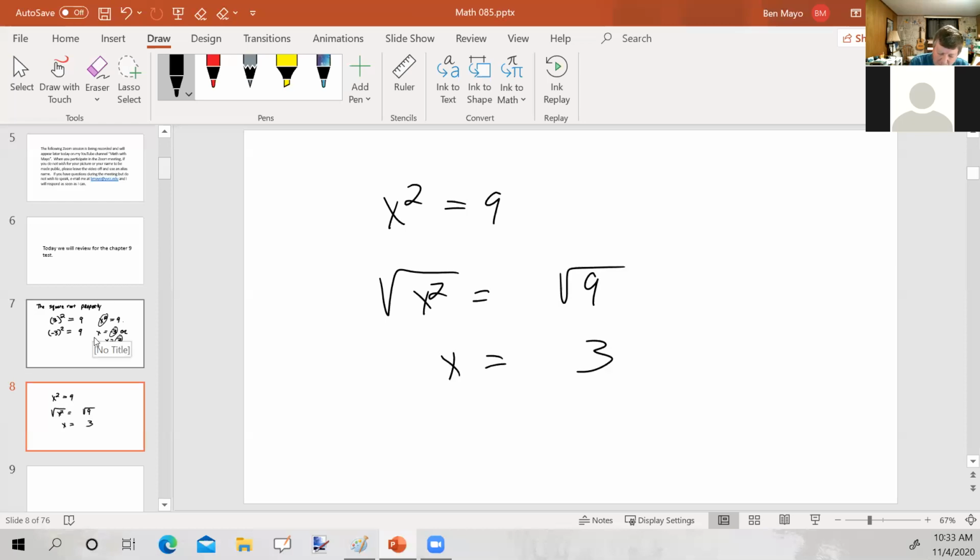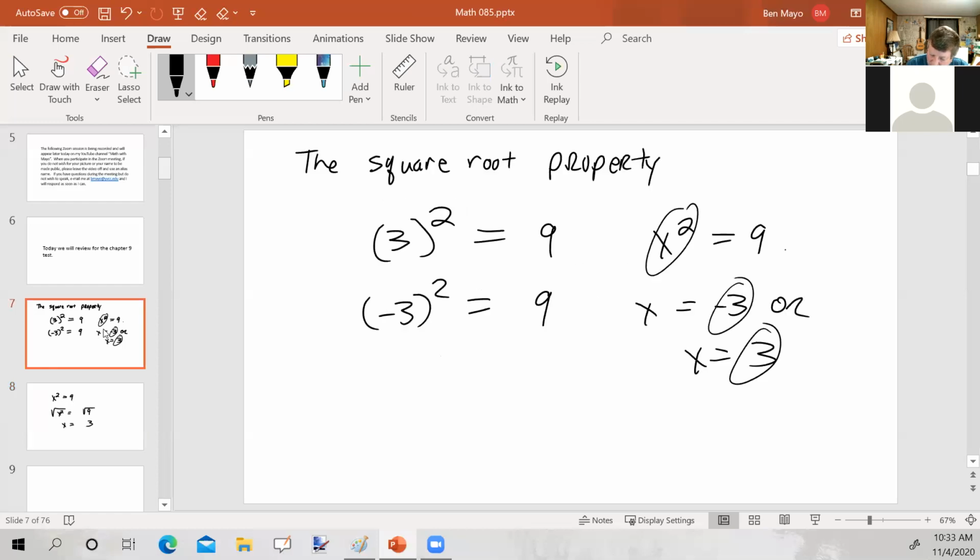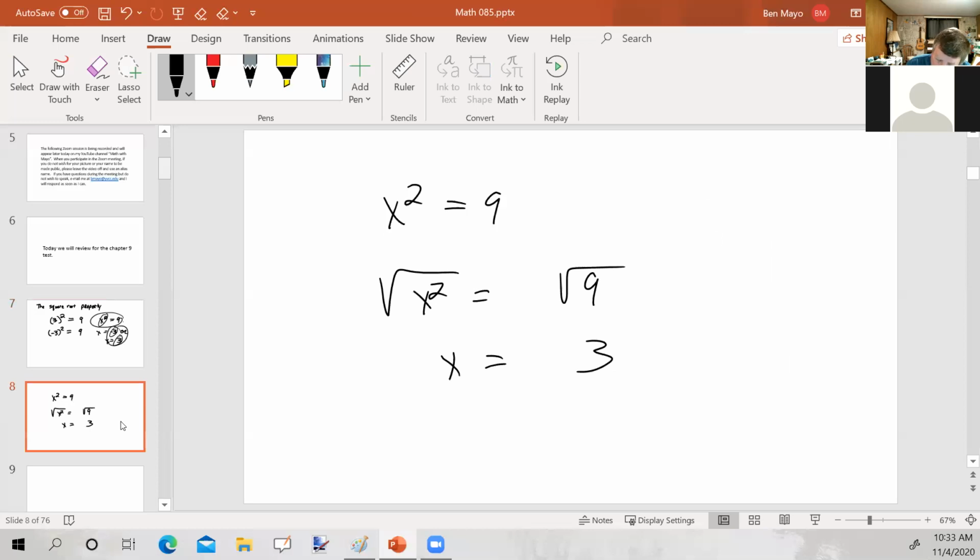However, if we go back to the previous page, we see that this had 2 solutions. So in fact, when we take the square root of both sides, we put a little plus minus in front of the radical on the right, which then gives us 2 solutions. X is ±3, and that's how we say it.